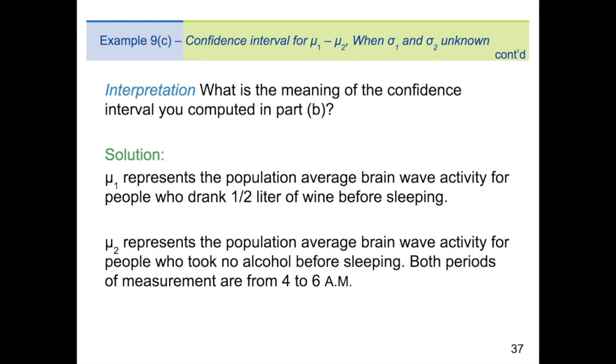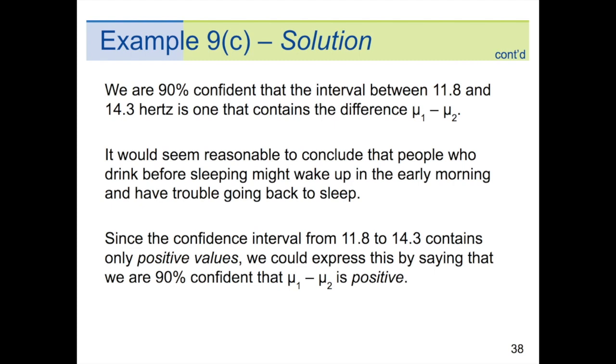What is the meaning of the confidence interval? Mu sub 1 represents the population average brainwave activity for people who drank half a liter of wine before sleeping. Mu sub 2 represents the population average brainwave activity for people who took no alcohol before sleeping. Both periods of measurement are between 4 to 6 a.m. We are 90% confident that the interval between 11.8 and 14.3 Hz is one that contains the difference mu sub 1 minus mu sub 2.